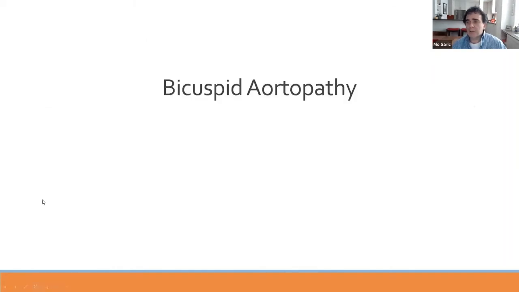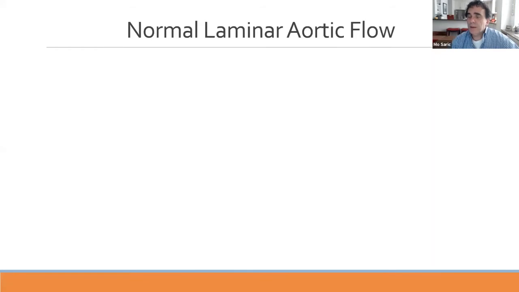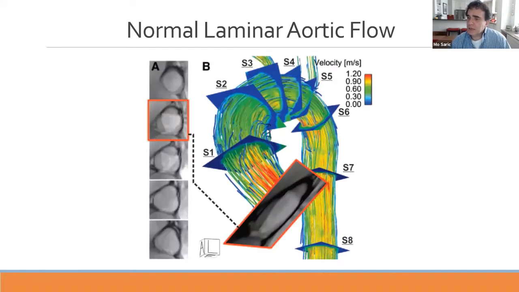Now let's see how the bicuspid aortic valve patterns affect the pattern of aortopathy. So the location of thoracic aortic aneurysm is dependent on the type of bicuspid aortic valve fusion. The pattern of aortopathy is not the same when you have left and right fusion as opposed to non-coronary and the right cusp fusion. Let me just show you normal laminar flow on an MRI image.